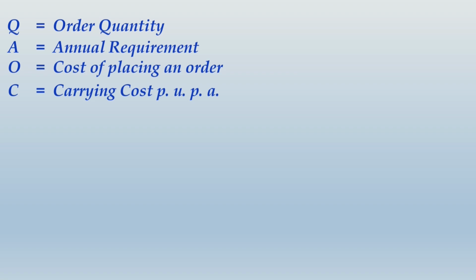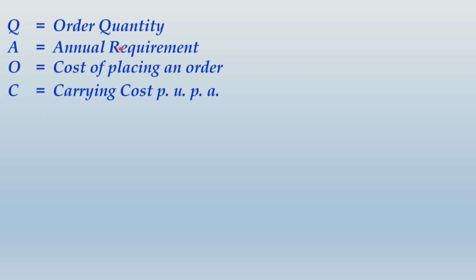Now, do you know what is going to happen? With this information, if I ask you to find the total number of orders during the year, how many orders would you place in a year? You would pick the annual requirement, which in our example is 36,000, and suppose order quantity is 9,000. So 36,000 units you are going to order during the year, and at a time you are placing an order for 9,000 units. So the number of orders will be 4 orders, 36,000 divided by 9,000.